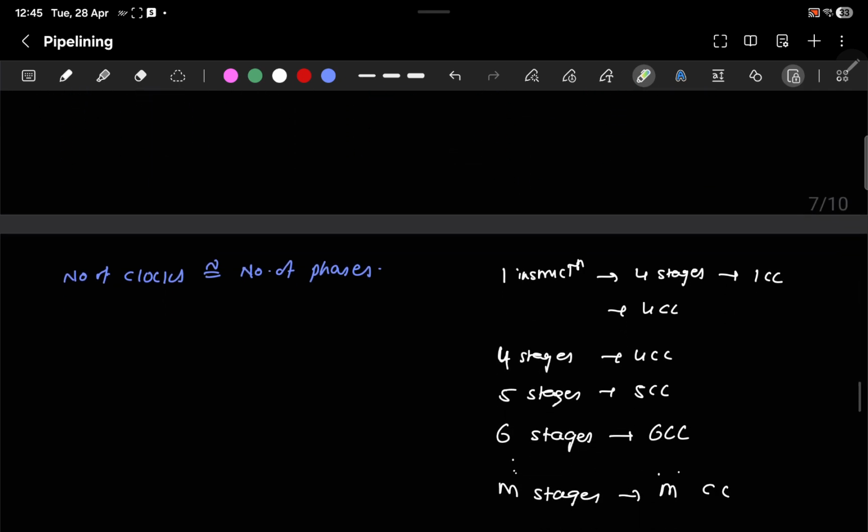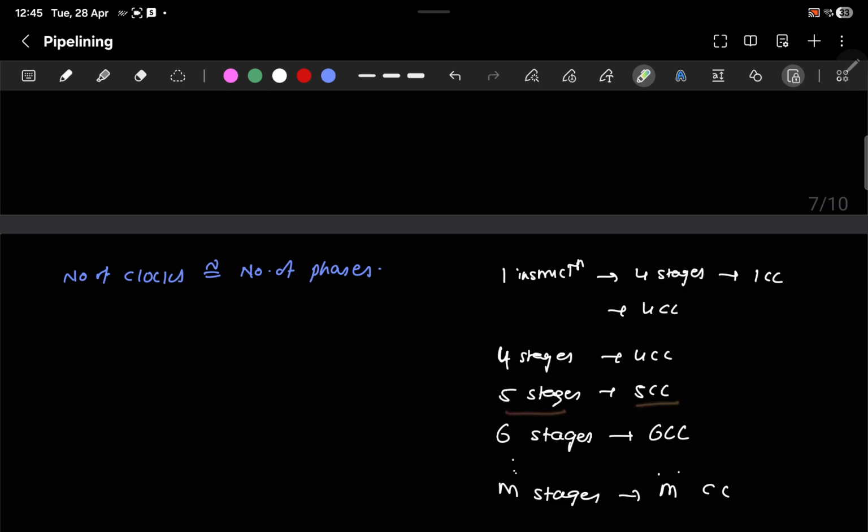We are already seeing that one instruction takes 4 stages, and each stage takes 1 clock cycle. 4 stages means instruction fetch, decode, execution, write back. That is what I am talking about. So each stage takes 1 clock cycle, so a total of 4 clock cycles in our pipeline. If there are 4 stages, then we have 4 clock cycles. Like this, if there are 5 stages in our pipelining, then it will take 5 clock cycles.